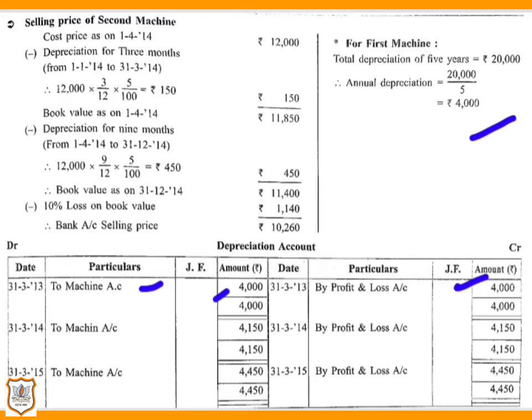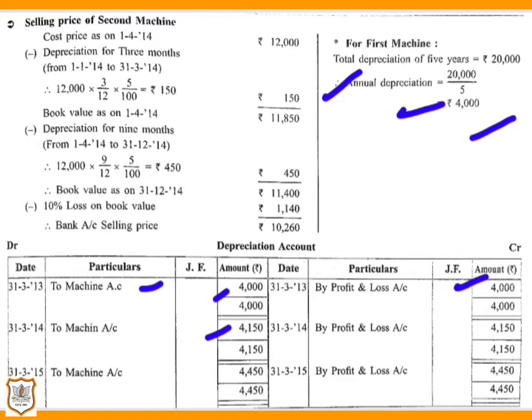Similarly, in the second year also, the depreciation of the first machine is rupees 4,000. Here we have utilized the first machine in all the 3 years, so every year the depreciation amount would remain the same, that is 4,000. And in this accounting year, the depreciation for the second machine was rupees 150. So 4,000 plus 150 comes to 4,150.